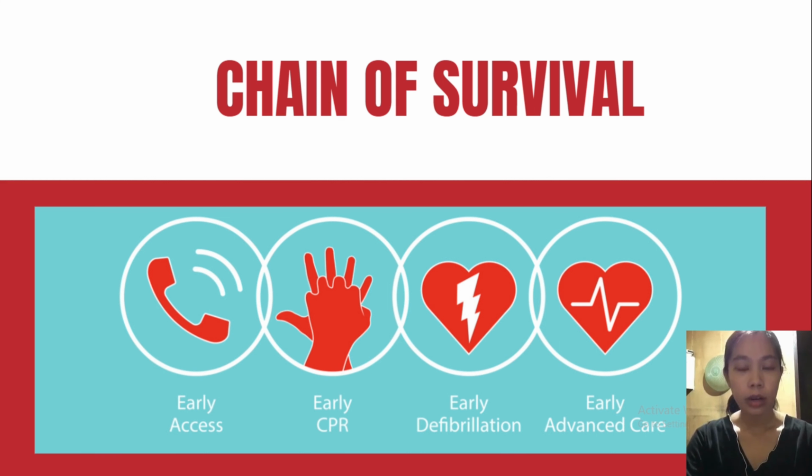The third link, or early defibrillation, is most likely to improve survival. It is the key intervention to increase the chance of survival of the patient outside of hospital care. The fourth link, or early advanced care, is provided by highly trained EMS personnel and paramedics who monitor the patients closely on the way to the hospital.